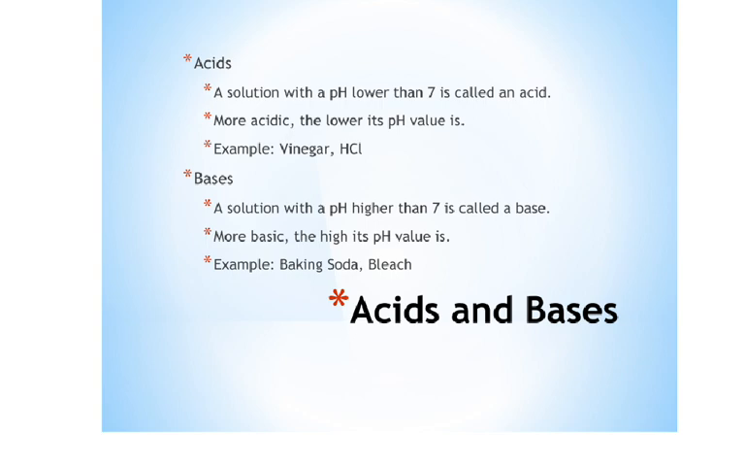So let's go into a little more detail on acids and bases. Like I had mentioned before, a solution with a pH lower than 7 is called an acid. These are more acidic the lower their pH value is. Good examples are vinegar and hydrochloric acid. As your pH value gets lower, the more acidic you get, the more dangerous and deadly these things get.